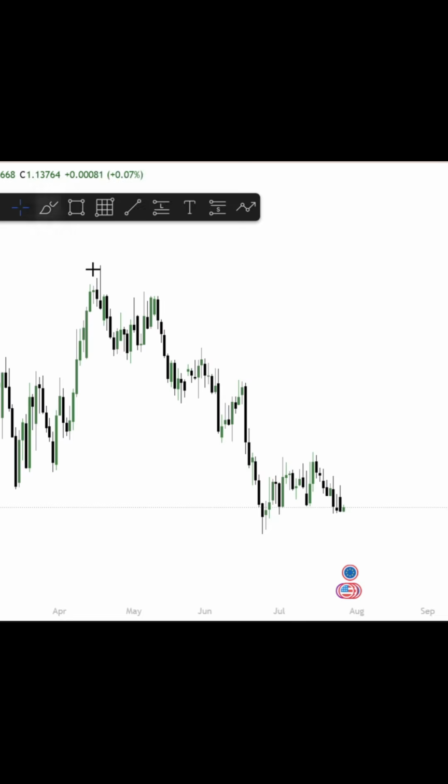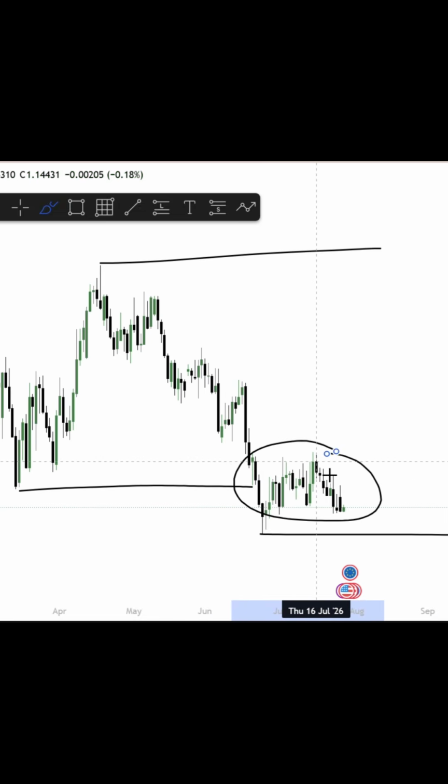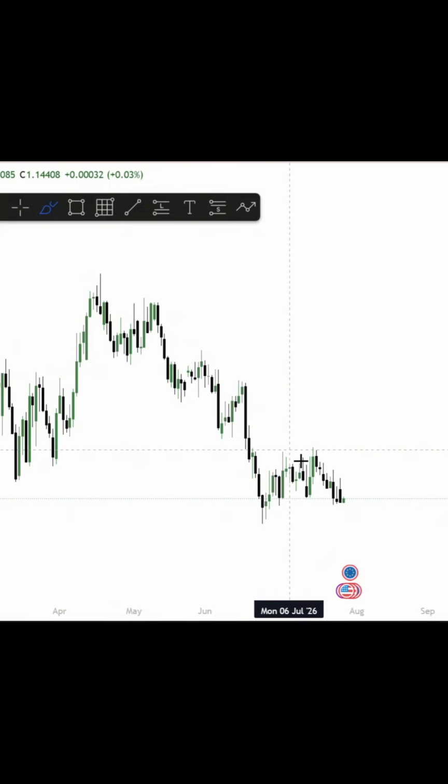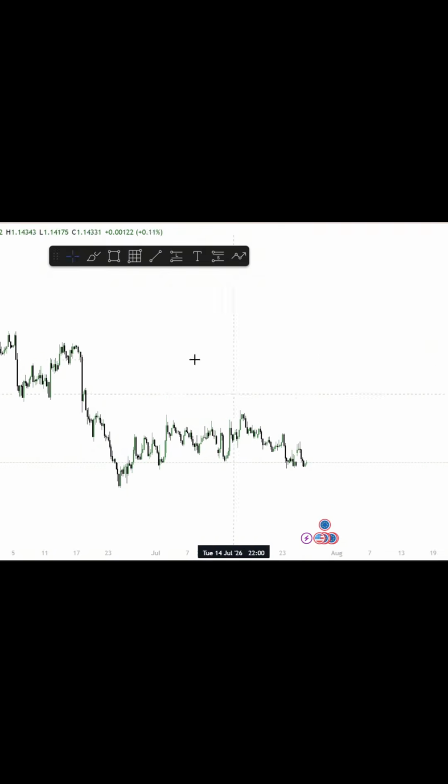So what does that mean for Euro USD? We are very bearish. We've got a daily break of structure towards the downside, and this is the current swing range that we are trading within. Now, this price action is slightly less clear, but if we go down onto the 4-hour time frame, we can see a little bit more clearly.